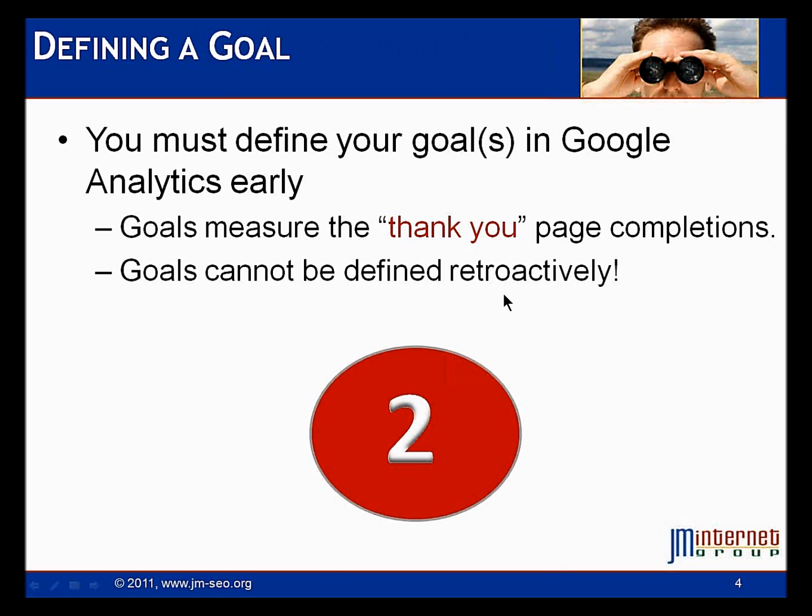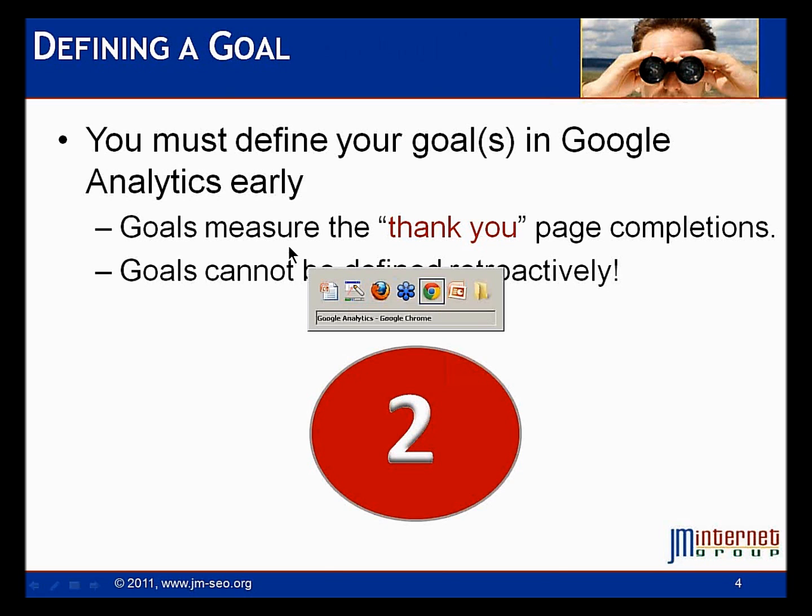Another big issue, you cannot define the goal retroactively. So it's October 2012. I cannot wait until February 2013 and then say, gosh, I really want to know how many people filled out my form. I can't retroactively do this. So the first thing when you set up Google Analytics, define your goals and turn them on, because it's not retroactive. So you want to make sure you start that measurement process.